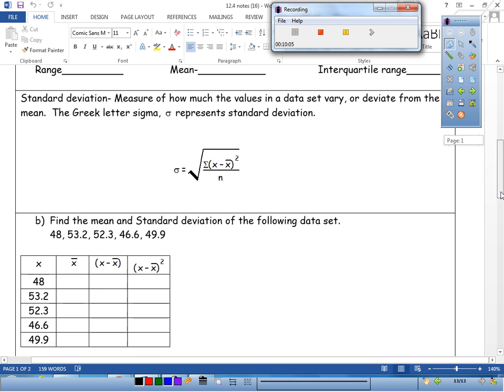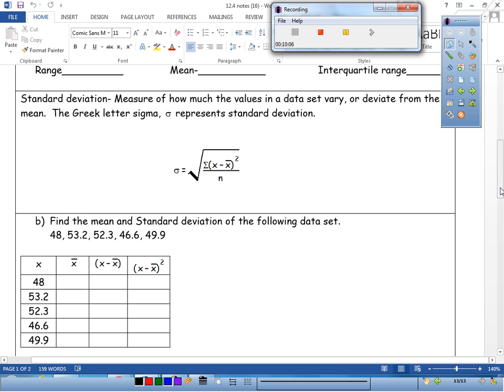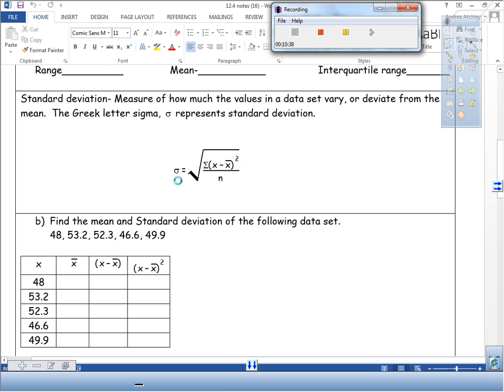Okay, standard deviation. Again, those of you who are going on to stats next year, standard deviation is a basic number that you'll find pretty much in a lot of your problems. Stats have some very interesting formulas. Okay, here's one which is standard deviation. Standard deviation is the measure of how much the values in a data set vary or deviate from the mean. The Greek letter sigma represents the standard deviation. So this is sigma.